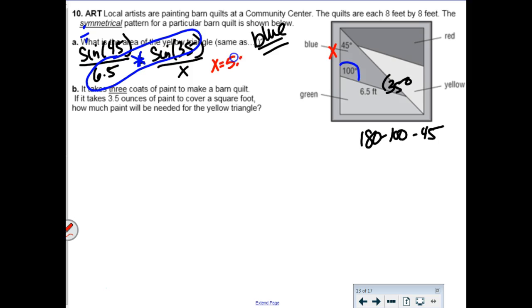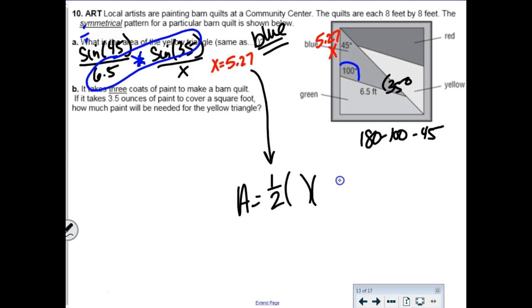Okay. So now that I know this is 5.27, now I can use that side angle side area formula that we just learned. And I kind of wrote too big. So my work's going to move down here. So the area is 1/2 times the two legs, which are 6.5 and 5.27. You can round it to 5.3 if you'd like, but whatever. And then times the sine of the included angle in the middle, so 100.